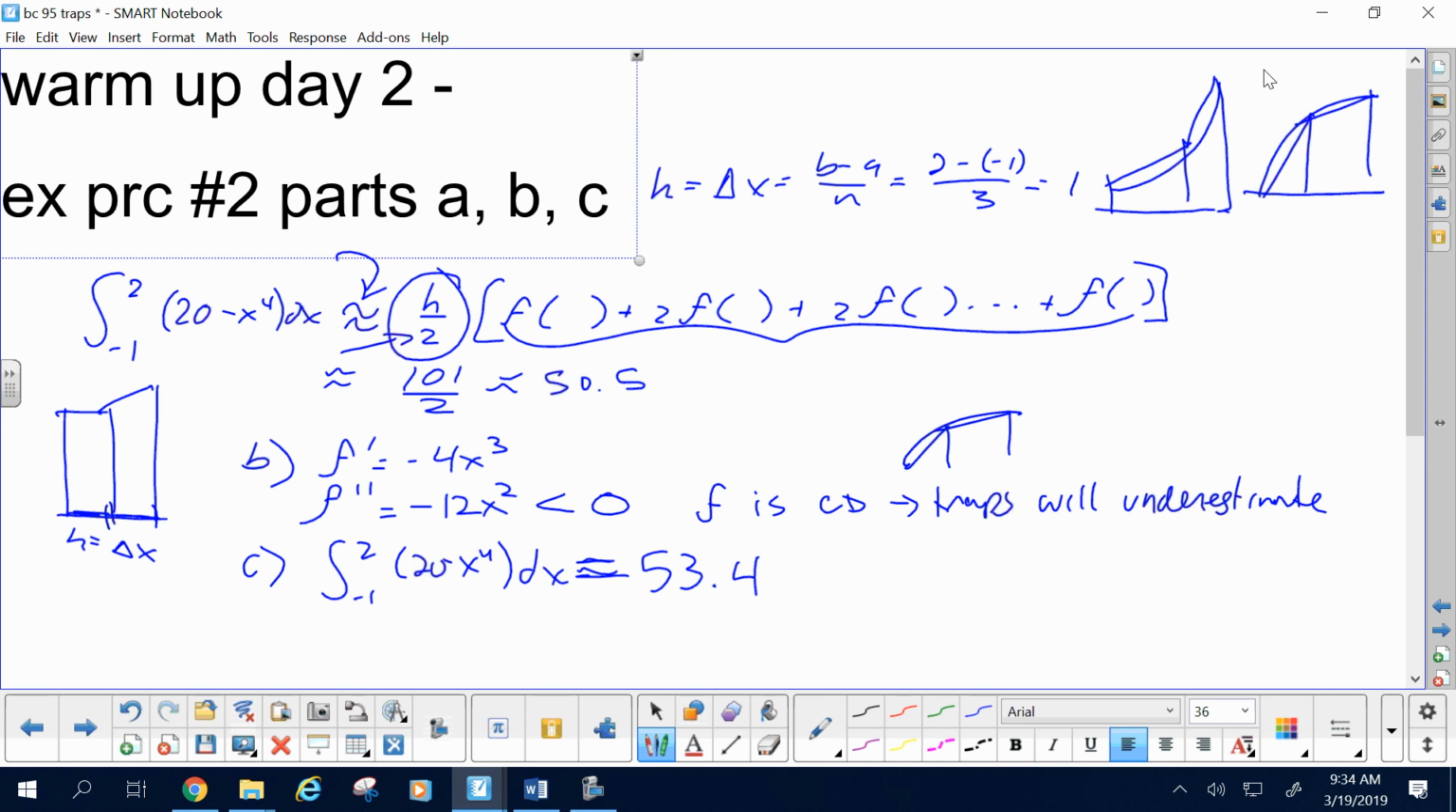How could we make it better? Smaller subintervals and more trapezoids. The more you subdivide it, that's true for rectangles too, the less error you get. So if you increase the number of trapezoids, you get less and less error.